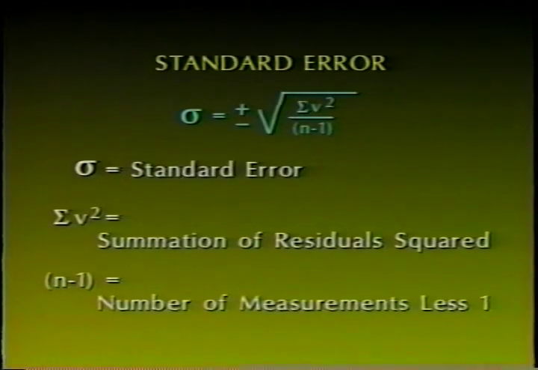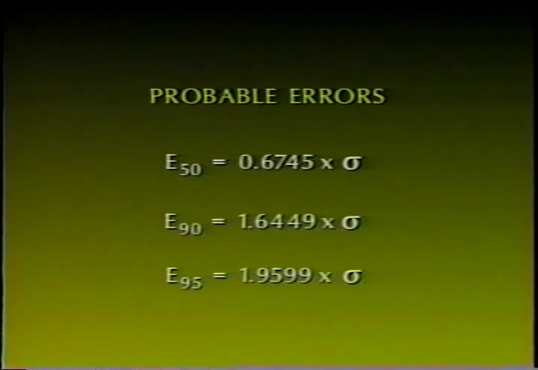This graphic shows the next term to be defined, the standard error. This factor defines the value or accuracy of a set of measurements and sets the limit within which 68% of the measurements will fall. The probable error modifies the standard error and is shown on this screen. It fixes the limits between which 50% of the measurements within a set would fall.